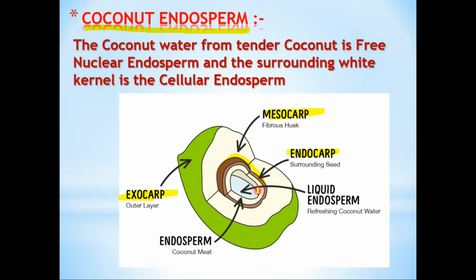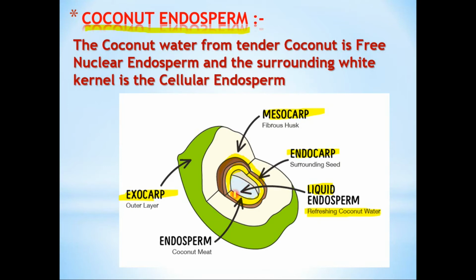most of you are interested in this cellular portion, that is the white portion, which I am showing now in yellow. This white portion is actually the coconut meat, and this is the solid endosperm or the cellular endosperm. After consuming this coconut meat, or gadi or kachi gadi, you will find that the central area is occupied by the liquid endosperm. This liquid endosperm is used as refreshing coconut milk. It is a refreshing and nutritious drink.